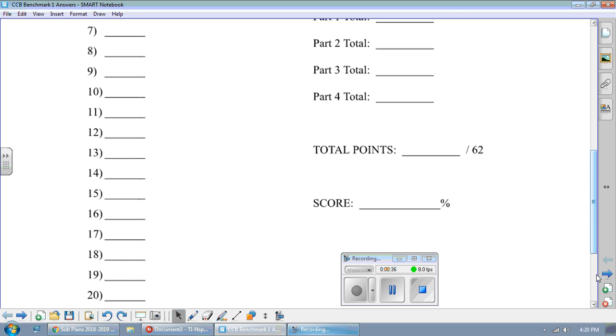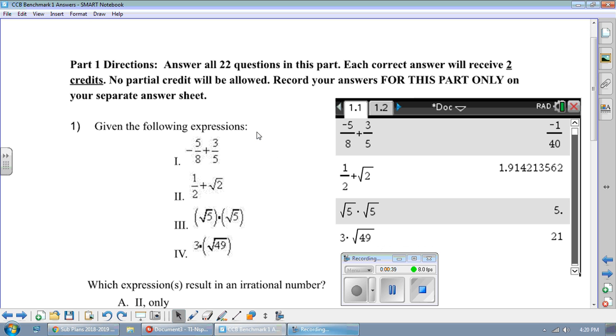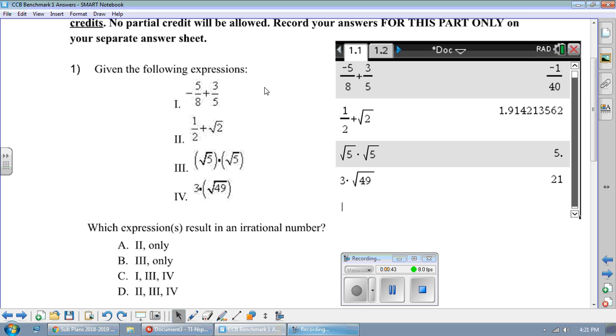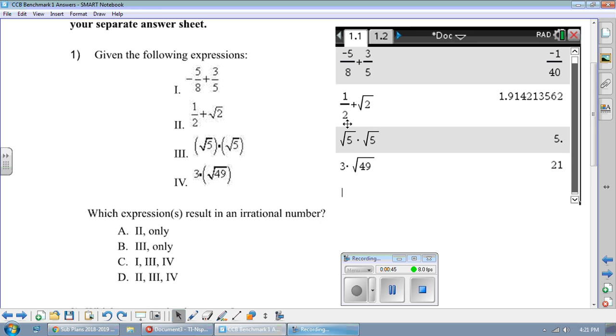So let's get going. So for part one, this was the multiple choice section. Number one gave us 4 different expressions. We were asked which expression or expressions resulted in an irrational number.